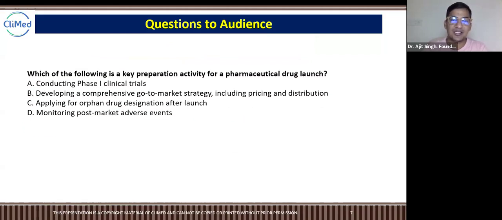The question number 2 here is this for all of you. Which of the following is a key preparation activity, the primary activity, for a pharmaceutical drug launch? Conducting phase 1 clinical trials, developing a comprehensive go-to-market strategy, including prices and distribution, applying for orphan drug designation after launch, or monitoring post-market adverse events.